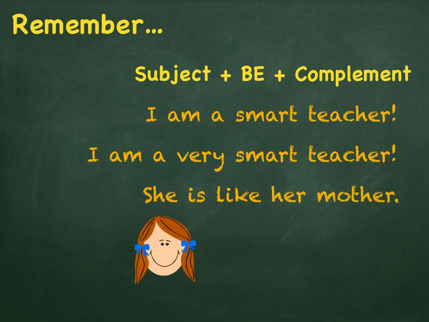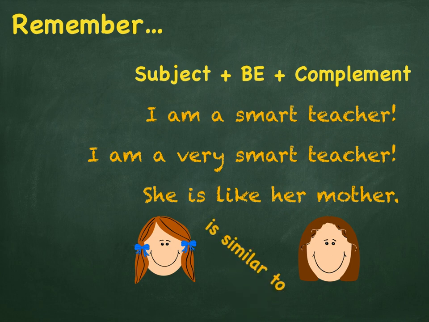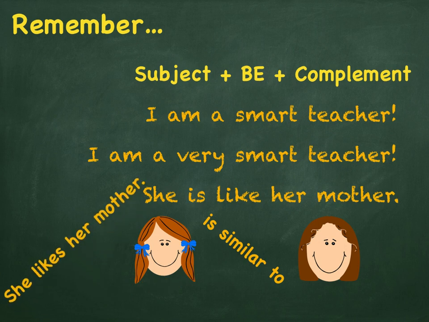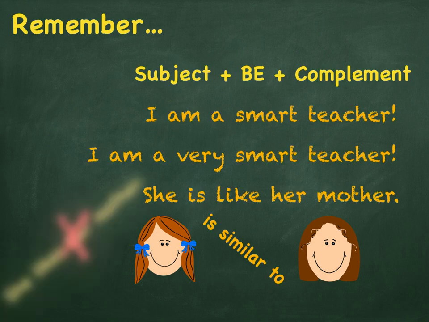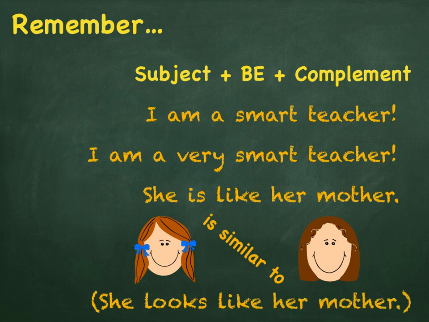This has the verb to be too. Then a preposition, like, to make the preposition phrase like her mother, which means similar to. It's not the verb to like. Okay, maybe she likes her mother, but the meaning is different. Actually, maybe she looks like her mother, or her character is like her mother's.